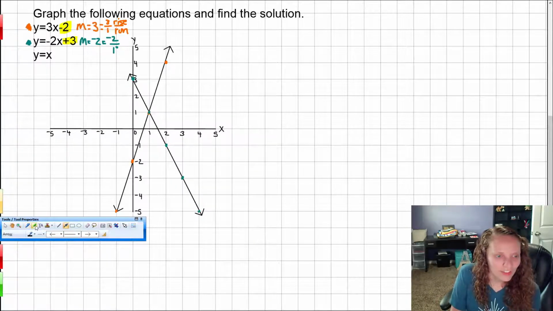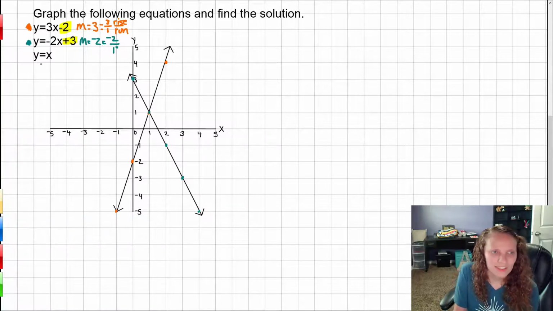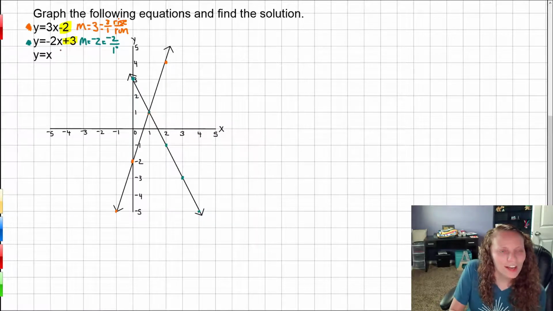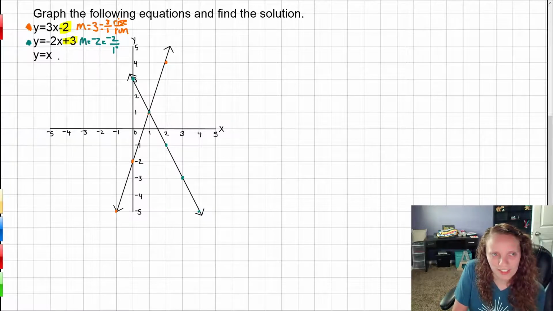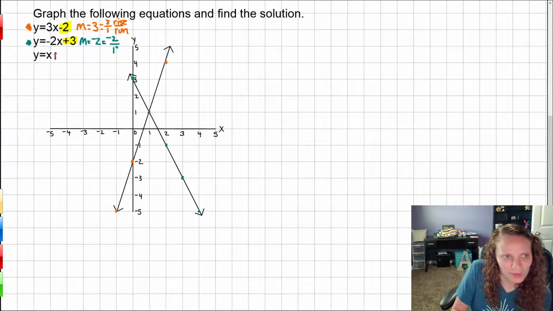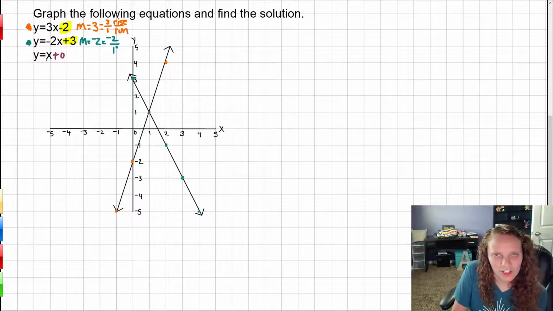Alright, let's graph the next one. Now, all I see is y equals x. I don't see any numbers. The y-intercept is actually 0 because if you don't see a plus or minus anything out from the x, we could assume that that's the same as plus 0. And then if there's not a number in front of the x, we're going to think of it as 1.